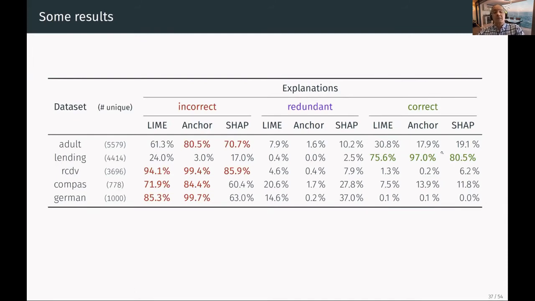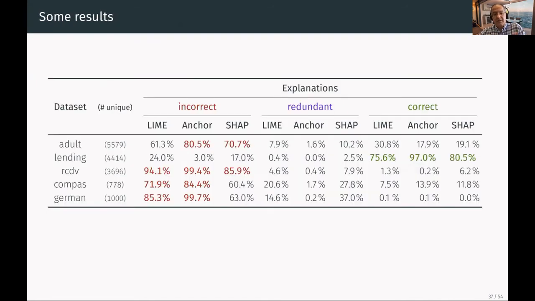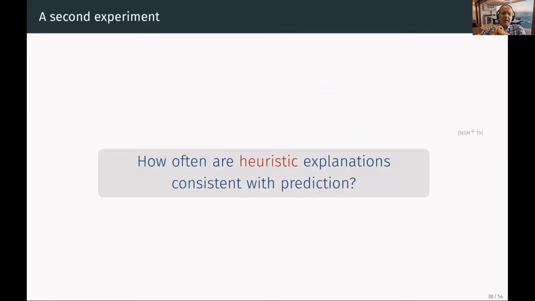Okay, so again, this suggests that the explanations produced by these REC tools should not be trusted. But again, you could say that notice that here we're just computing one explanation. We could just be very unlucky. Again, it's very unlikely, but we could be very unlucky. So what we did next was measure how often heuristic explanations are really consistent with the prediction.